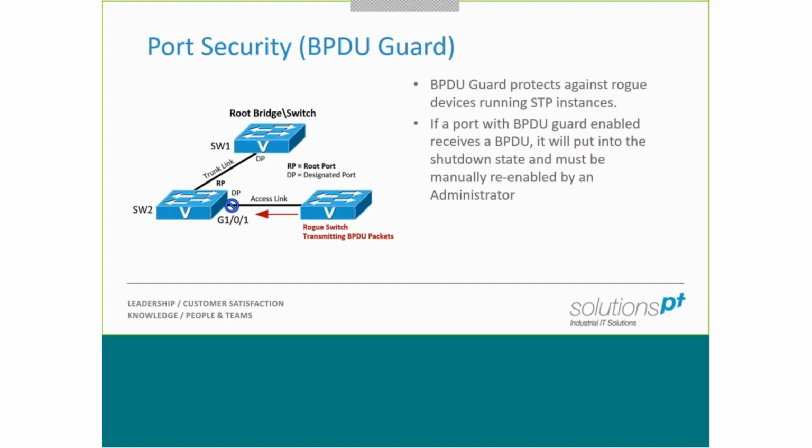What this does is if it detects a BPDU from your rogue switch, it will shut that port down straight away, stop it from propagating around the network, and that port has to be manually re-enabled for it to come back up. So generally you'd configure this on every single access port, every non-uplink port that goes to another switch. There's no real reason not to.